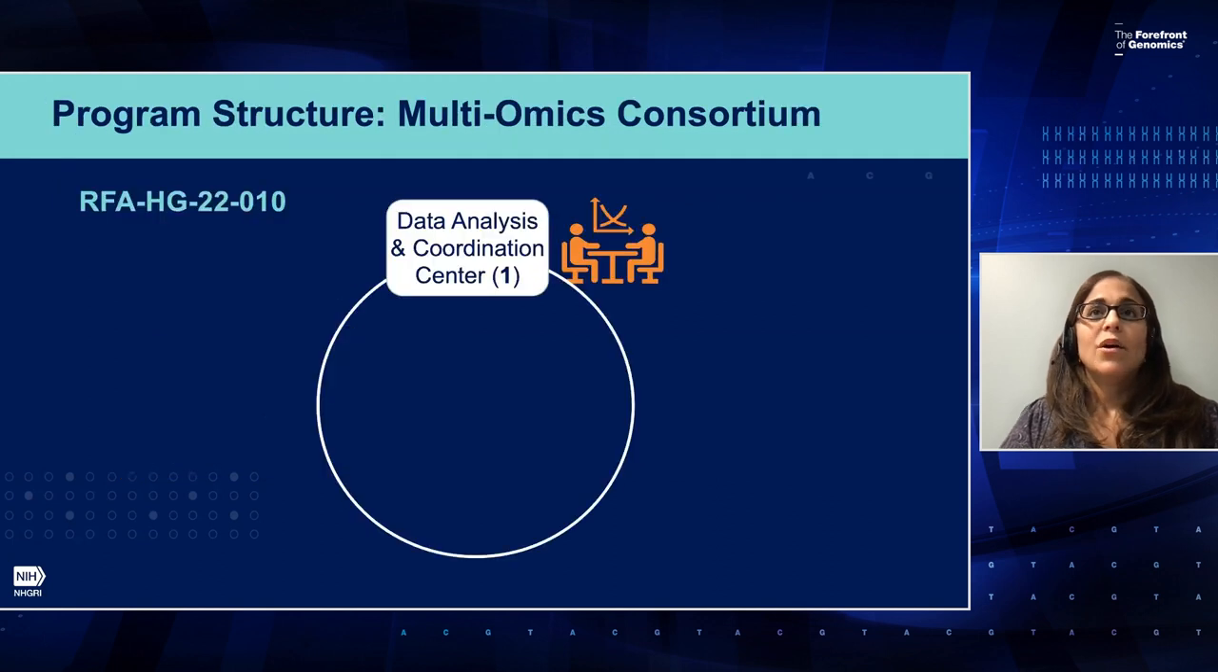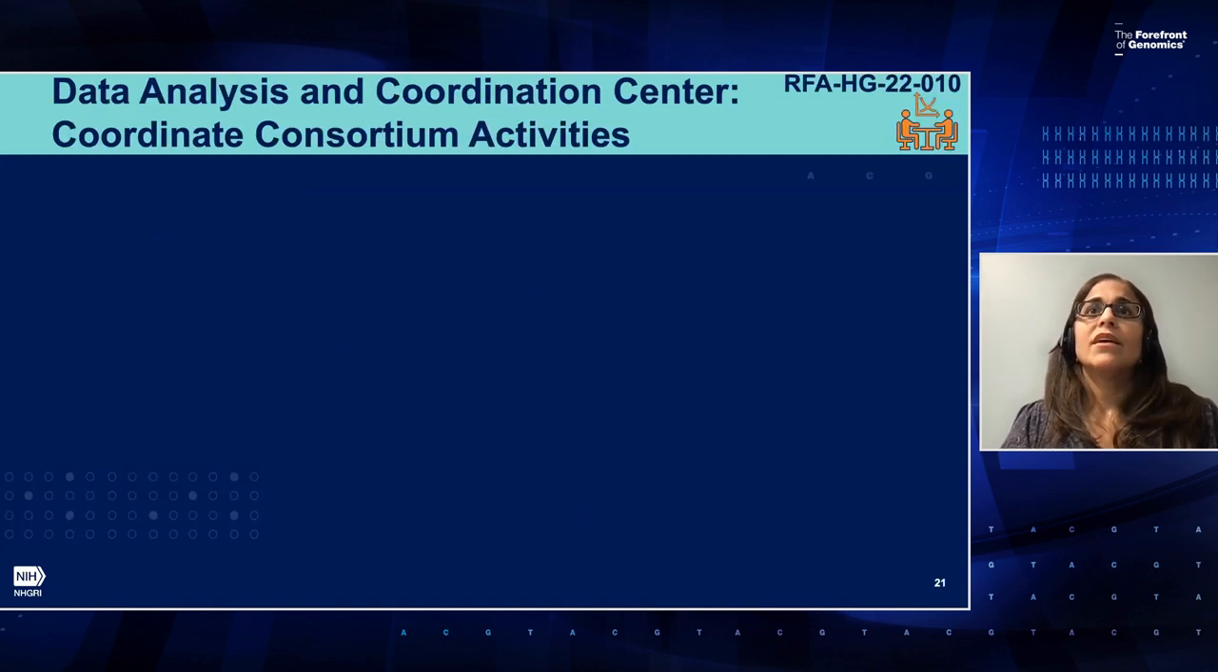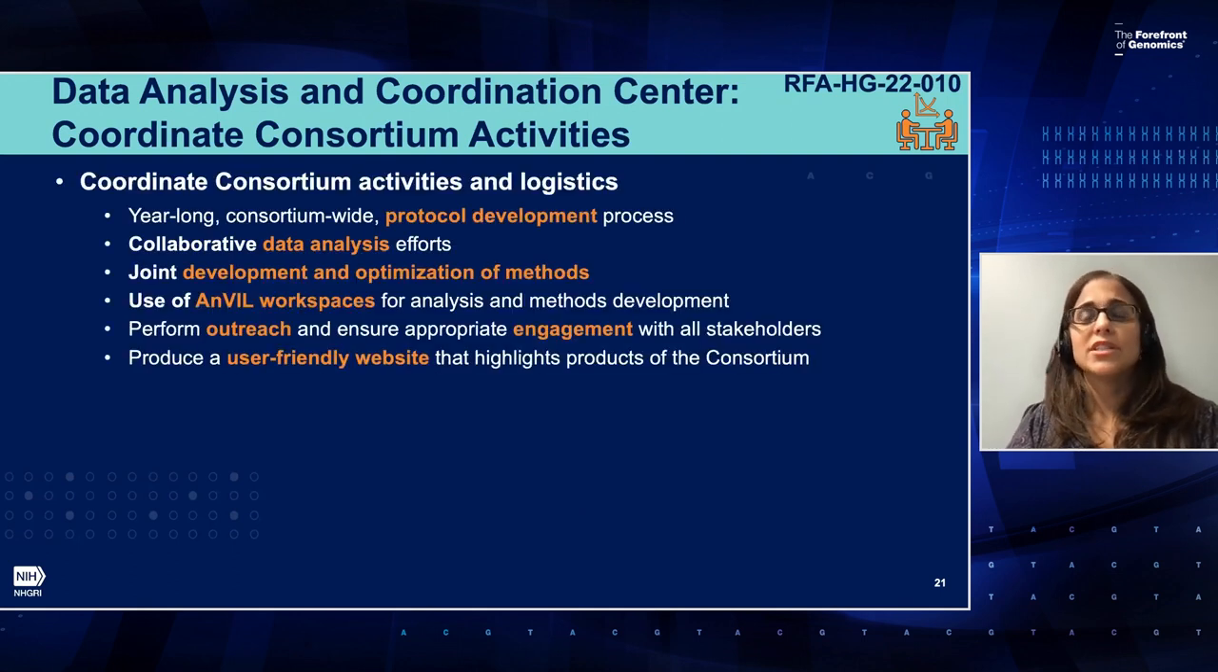And so moving on to the third and final component, the Data Analysis and Coordination Center. And as the name suggests, this center will coordinate consortium activities and logistics, including a year-long consortium-wide protocol development process, collaborative data analysis efforts, the joint development and optimization of methods, the use of ANVIL workspaces, and it will perform outreach for the consortium and finally produce a user-friendly website to highlight the products of the consortium.